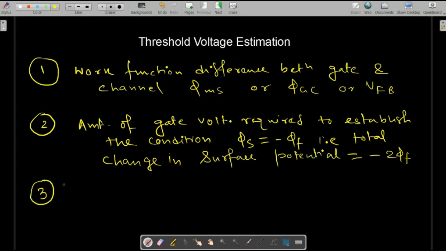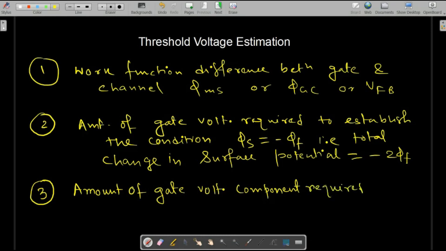Third component: the amount of gate voltage component required to offset the voltage developed by depletion charges.